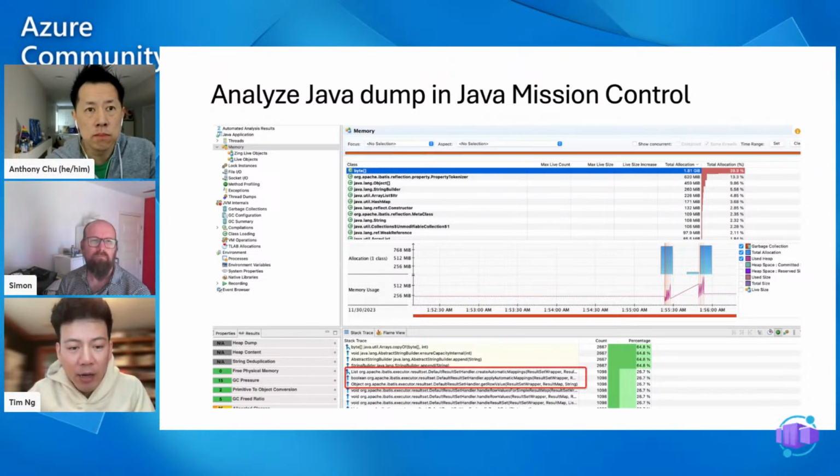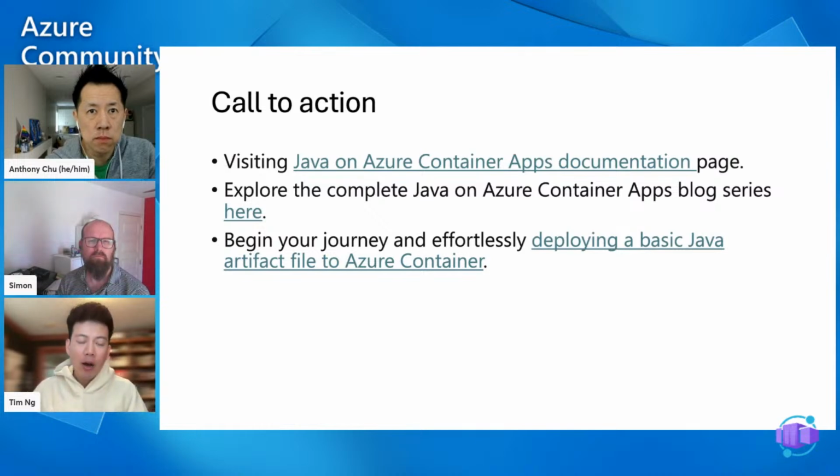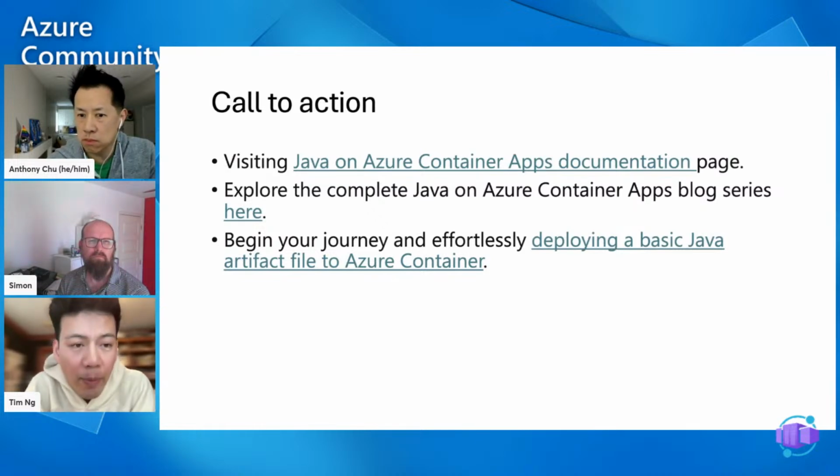And so the last thing I want to do is just a call to action. We have a page up, and this page will continue to be updated as we release more and more features. As I mentioned, the next set of things will go out at the end of March, but you can visit the Java on ACA documentation page.